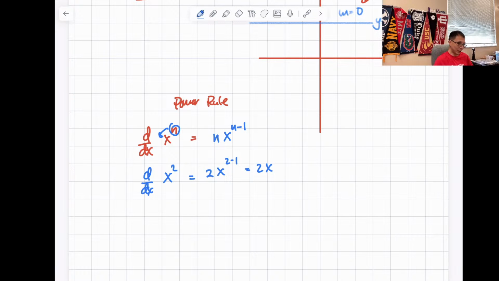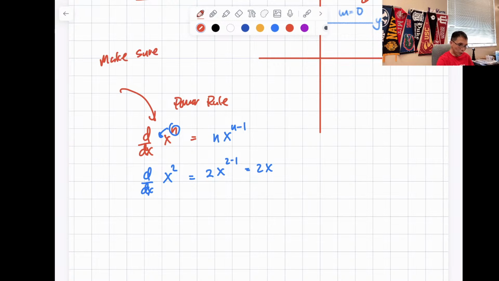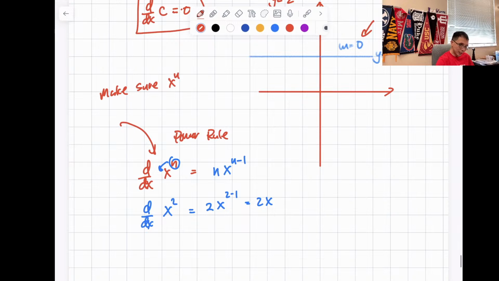However, I'm going to tell you one more thing to pay attention to. Make sure x to the n is on the numerator. If it's on the denominator, it doesn't work. If 1 over x squared, it does not work; you have to convert it the other way, x to whatever power it is.